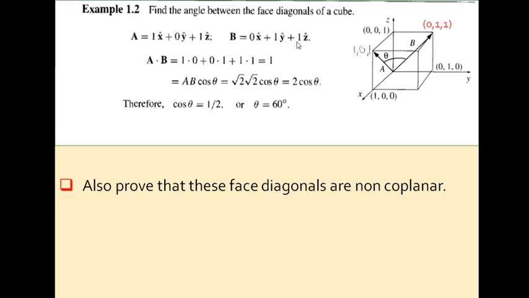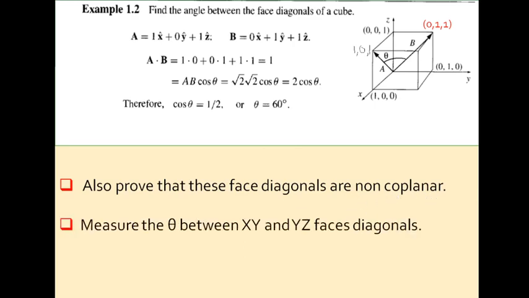That means this is in the yz plane, this is in the xz plane. So naturally they are non-coplanar vectors. Secondly, I can ask you to find the angle between x and y. One face diagonal is over here, the other face diagonal is in the yz plane. So it is like this, that is vector b. In the xy plane I may have this vector, and in the yz plane vector b is already available. So I need to find the angle between them.